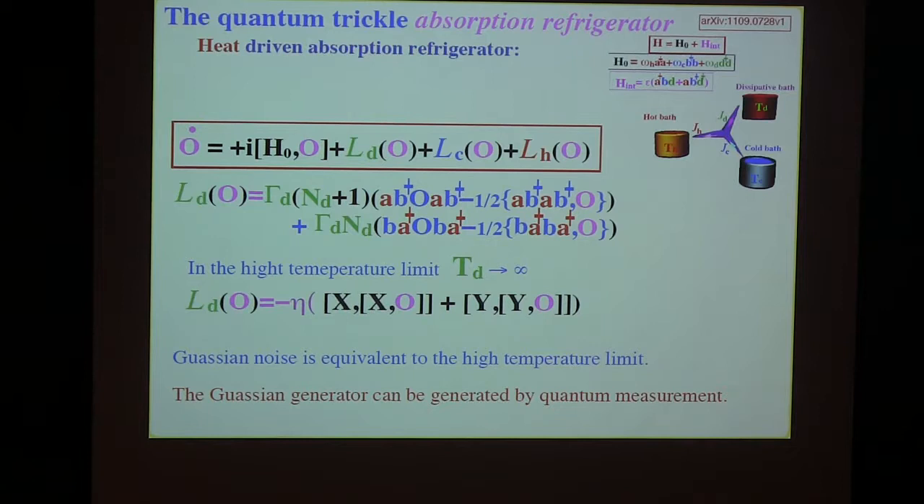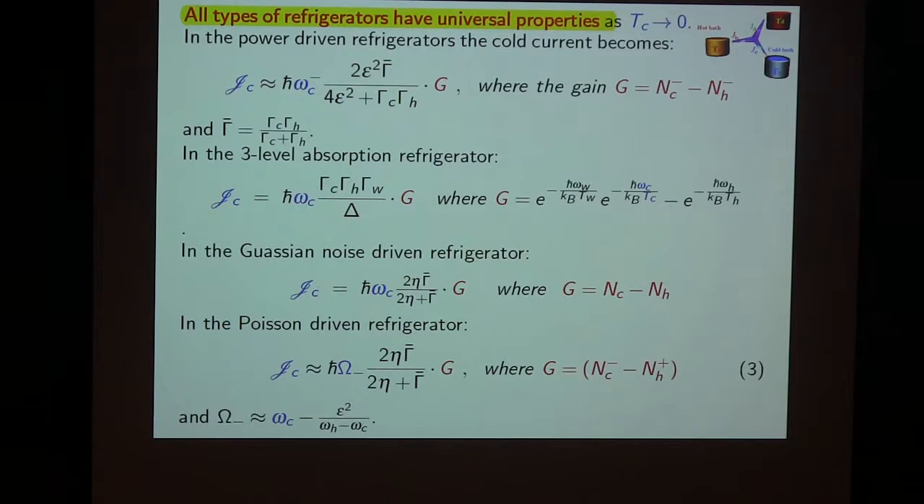And if you go to the high temperature limit, basically you get the same equation that I showed you before, which leads to this result. This is the current from the cold bath of this refrigerator, which are powered in different ways. So this is a power-driven refrigerator, a three-level Gaussian noise-driven, Poisson-driven refrigerator. They have this universal kind of feature. You always see the gain, the population difference. You see a quantum of energy. And in this case, this is where quantum mechanics appears. The energy quantum is the unit that you cool. And you see a kinetic term. And they have this nice Lorentzian shape, which, in a way, you would expect.